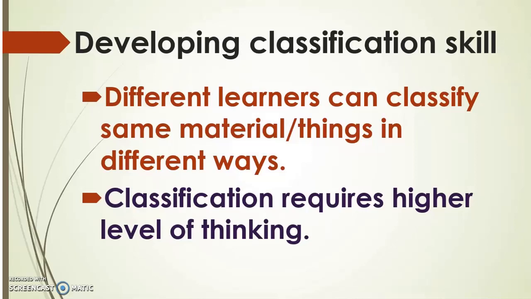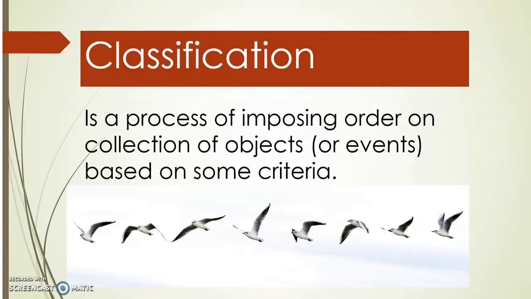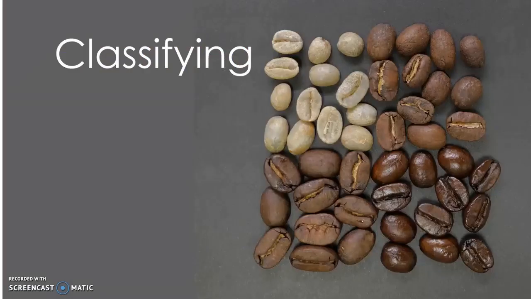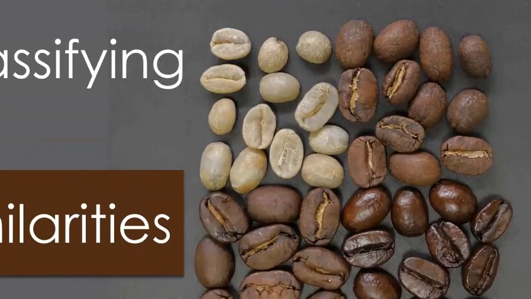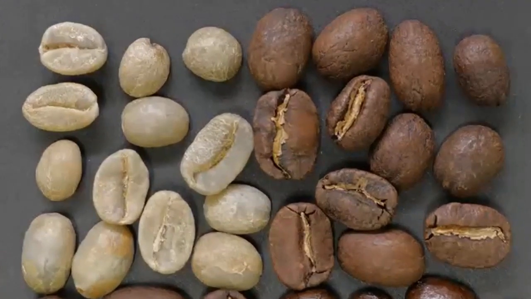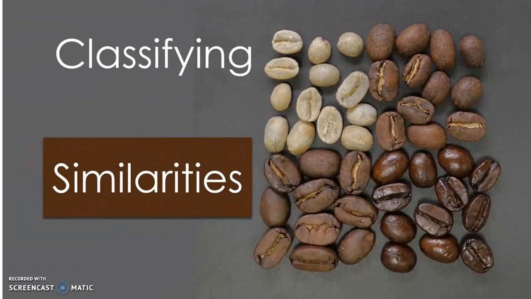Let us see how classification takes place. Classification is a process of imposing order on collection of objects or events based on some criteria. Let us see what these criteria may be. The first criteria of the classification may be similarities, as you can see in the picture. A child has classified the beans on the basis of similarity in their color. So he or she can classify the things into different categories on the basis of similarities, what he or she is viewing or observing in a particular material.